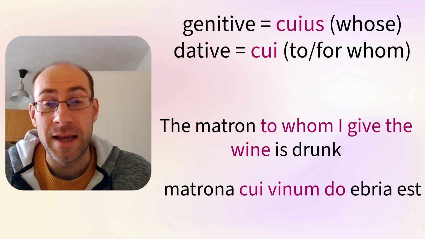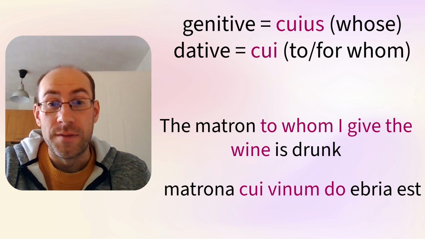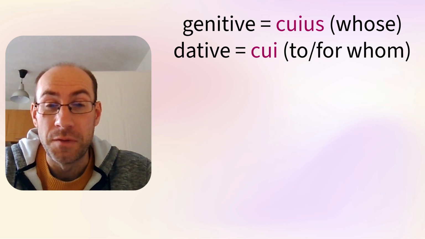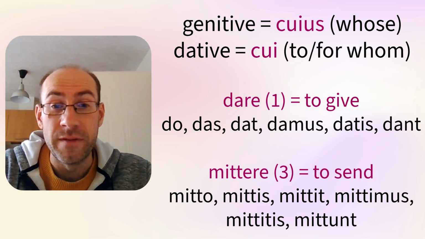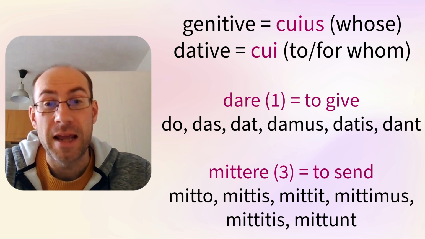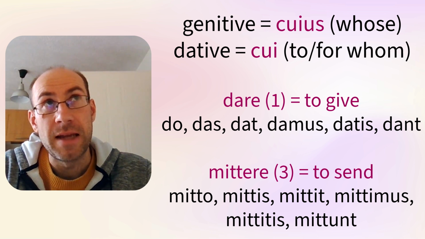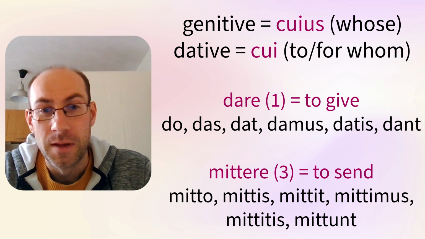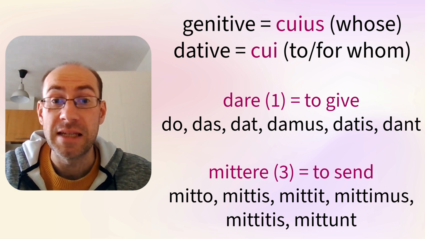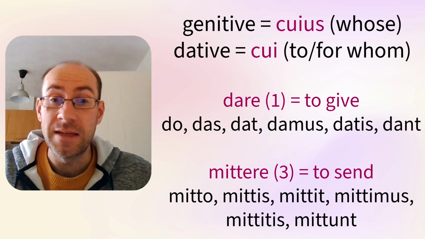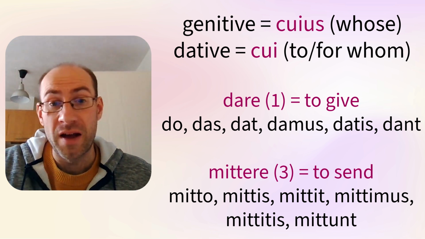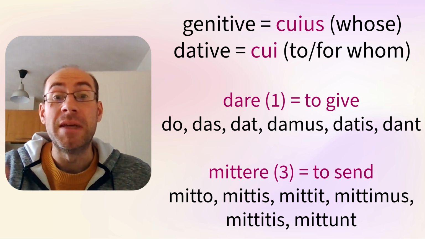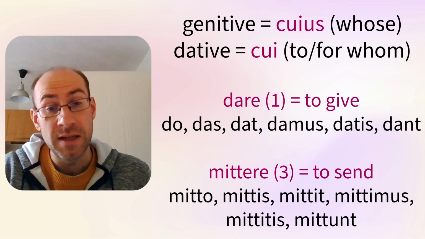Now, we've had dare, to give. I'm going to give you another verb that often brings about a dative, and that is the verb to send. I don't think we've covered this one yet. It's a third conjugation, and the verb is mittere. Mittere. Reminds me of to send a transmission across the skies. And it goes mitto, mittis, mittit, mittimus, mittitis, mittunt. Because remember, in the third conjugation you've got the i going through it, and the they form is unt. So mitto, mittis, mittit: I send, you send, he sends.